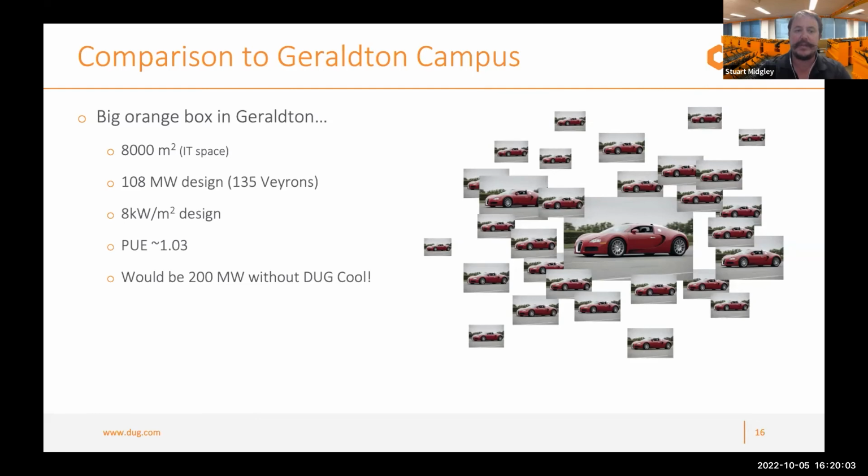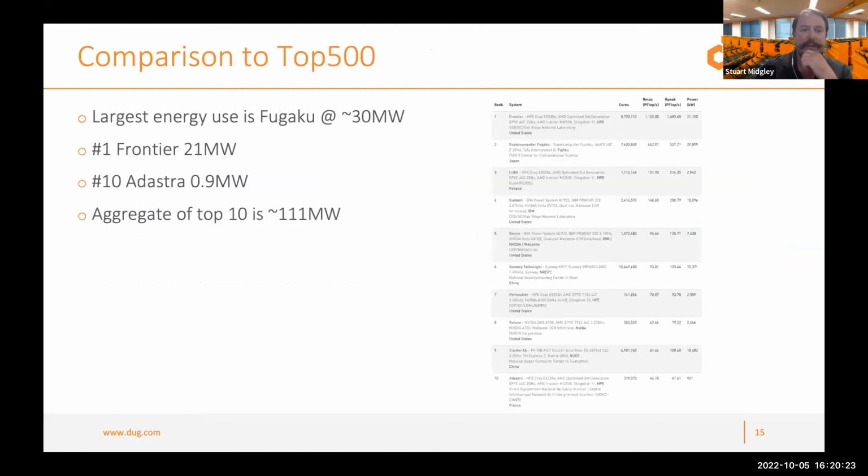We're targeting a PUE of 1.03 or less. Now, the other half of what we do with immersion cooling, of course, is that with immersion cooling, we save about 50% of the power bill. So that 100 megawatts of IT load would be about 200 megawatts if we put it all in air. That probably gives you an idea, in comparison to the Top 500, of what we're looking at building, a facility which could take all of that.